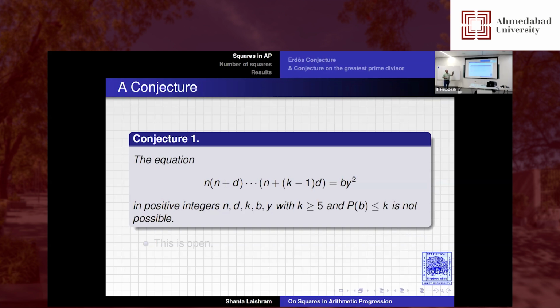For k equal to 4, for b equal to 6, there are infinitely many solutions. But it is expected that when k, the number of terms, is at least 5, then there are no solutions. This is an open problem. So the original problem was with b equal to 1.